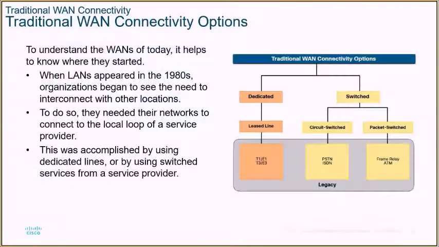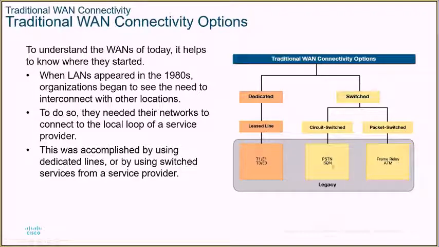Okay, traditional WAN connectivity. To understand the WANs of today, it helps to know where they started. When LANs appeared in the 1980s, organizations began to see the need to interconnect with other locations. To do so, they needed their networks to connect to the local loop of a service provider. This was accomplished by using dedicated lines or using switched services from a service provider. So you had the dedicated option, where a leased line was the most common one. T1, E1, T3, E3 are levels of service, normally related to speed. And when it comes to switched, you either had circuit switched or packet switched, which we've already looked at.